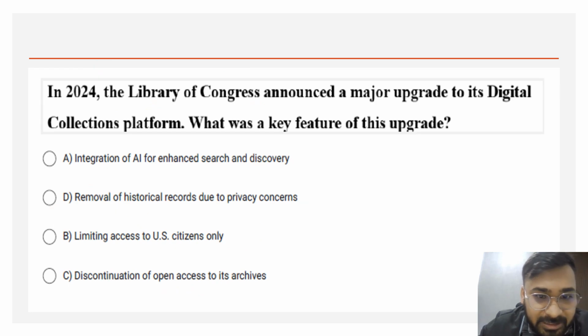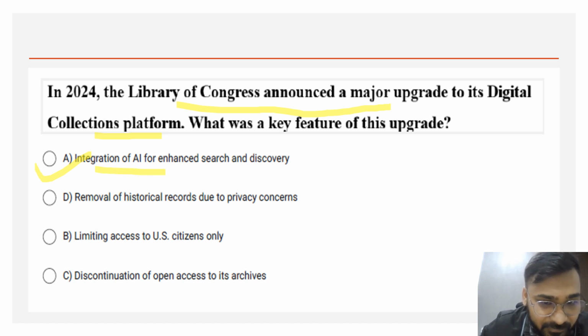In 2024, the Library of Congress announced a major upgrade to its digital collection platform. What was a key feature of its upgrade? So the Library of Congress has announced a major upgrade to the digital collection platform. So what is the key feature? Integrating AI and enhanced search and discovery. So they have integrated the AI for enhanced search and discovery, so that they can facilitate the users with this AI technology which they have integrated.